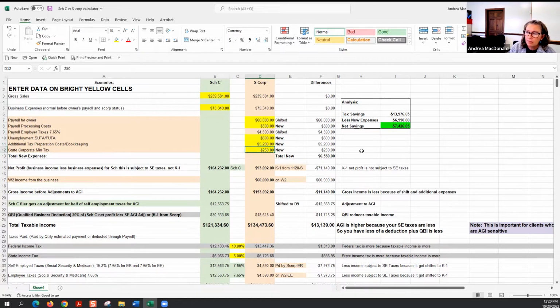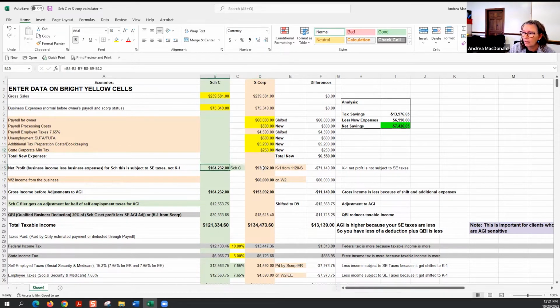State corporate minimum tax. Obviously, for you people in California and a couple of other states, that number is going to be much different than what I plugged in here. In Virginia, it's actually only $100 to form your LLC and then $50 a year to maintain it. So it's much cheaper here, but plug in whatever your number is.